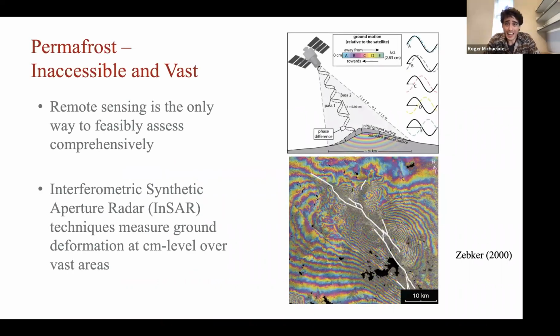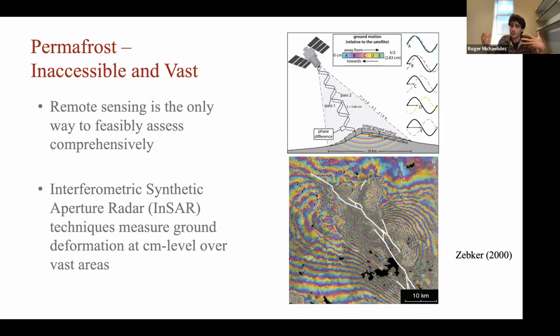InSAR is an active source radar remote sensing technique. For those in the cryosphere or glaciological communities, you've probably seen or worked with some products derived from InSAR. Things like ice velocity maps are all based on InSAR observations.